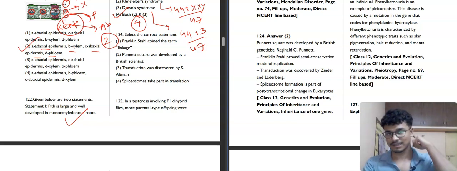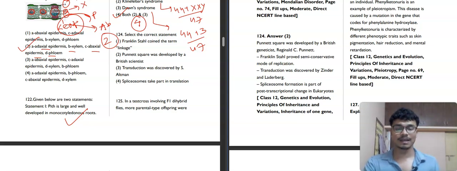What it is saying is: select the correct statement. So you have to select the correct statements. Now, the first statement says that Franklin Stahl coined the term linkage. Is it? Not at all. Franklin Stahl proved the semi-conservative mode of replication. The term linkage was coined by one of the greatest scientists in the world, T.H. Morgan. Then the Punnett square was developed by a British scientist.